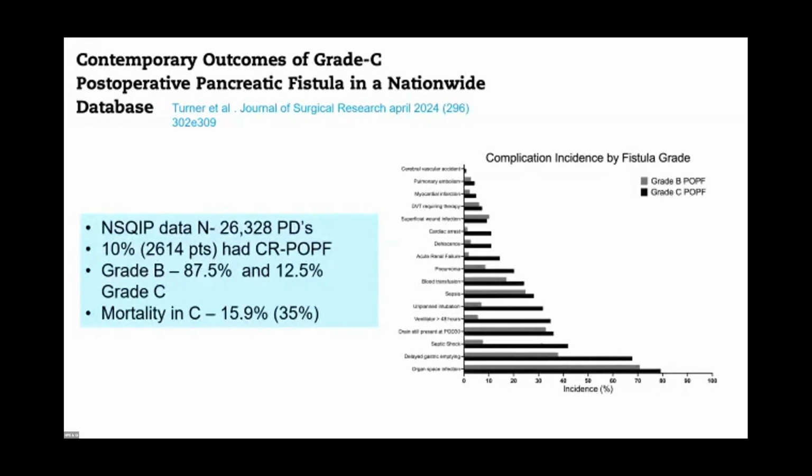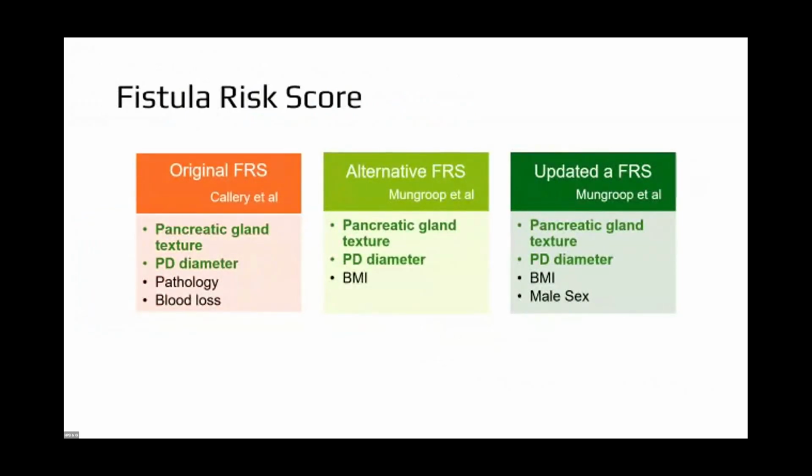So the question is, what do we do? My first thing is we need to be able to identify which are high-risk fistulas. And we have these good fistula risk scores. Most often we use the alternative fistula risk score. And you'll note that all of them have certain important features, which is texture, duct diameter, and BMI. The problem with this is that you identify these high risk only on the operating table because these are parameters which have been assessed on the operating table.